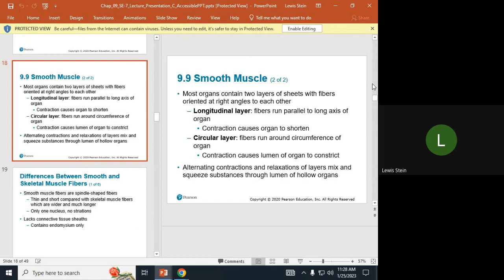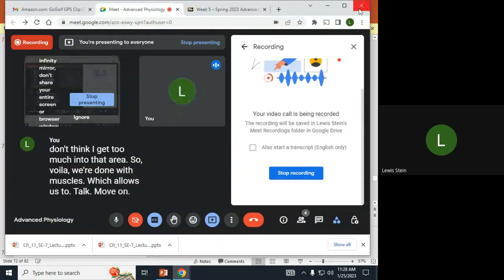So voila, we're done with muscles, which allows us to move on. Moving on.